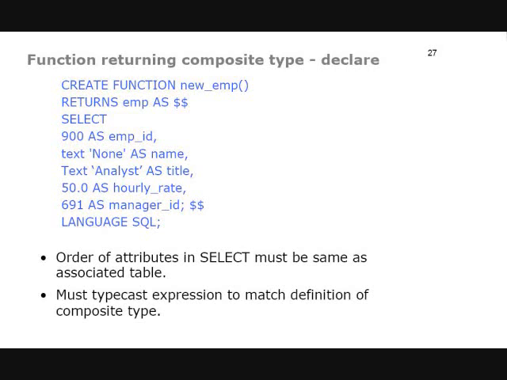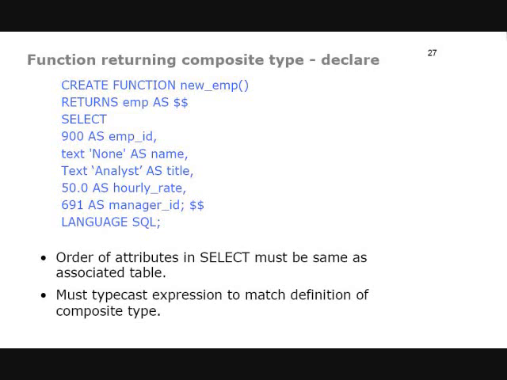So I could have select, and then I am going to enter data into my composite type. So 900 as empid. For the text, I might have to cast none as text, by using the word text before to say I am entering something of type text. So that's just a cast of the value none into text, as name. Text, again, is a cast. Analyst as title, 50 as hourly rate, 691 as manager ID. So all I'm doing is entering that, and then I'm returning that to a calling environment, because what I'm returning here is emp. So I filled the data in this record, and I'm returning it to the calling environment.